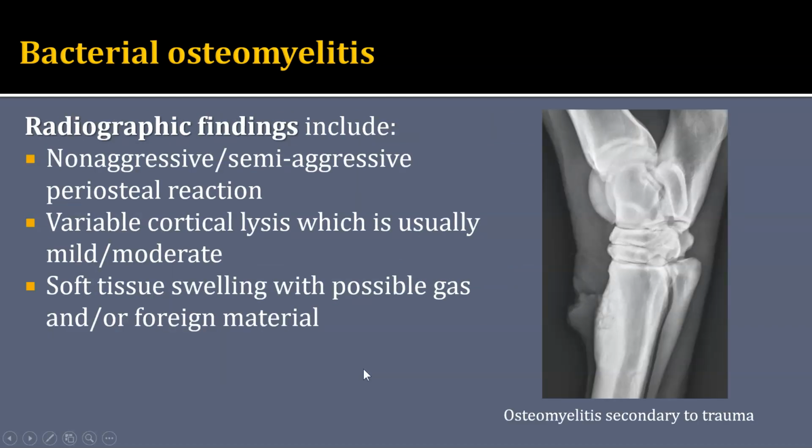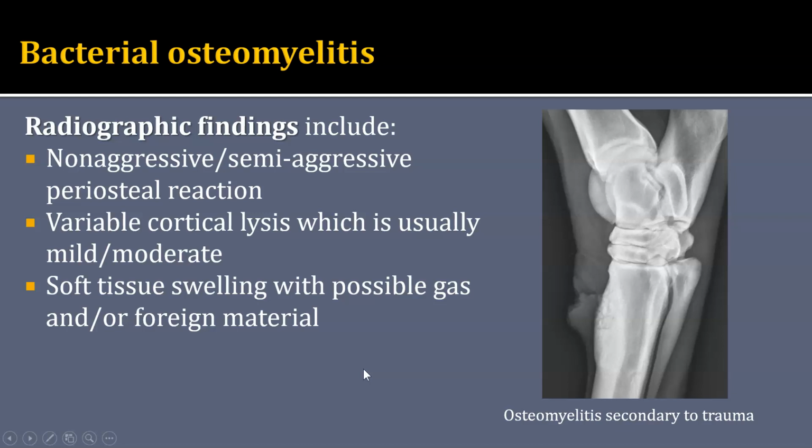When we look at radiographs, the findings that we might see of bacterial infection are typically more non-aggressive or semi-aggressive changes. That will be both our periosteal reaction, so we may be seeing solid or palisading types of periosteal reaction. Our lysis, if present, is usually mild. It may be variable and affecting predominantly just the cortex, although if it's hematogenous in a young patient, it might affect near the physis, so that's not necessarily the cortex. It might be deeper within the bone.